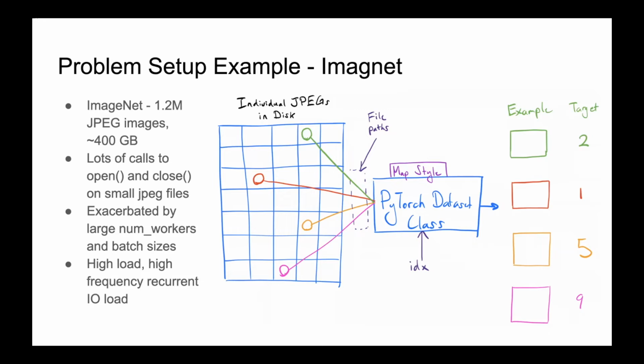This is actually kind of a problem because we're basically calling open and close a ton of times, because they're just individual JPEG files. Each time we need to read a JPEG, we're going to call open, we'll read the contents, and then we'll close it. But as you can see, if you're training a big model with large batch sizes, this can be a problem. This is really exacerbated by the high batch sizes and the large number of workers. So this results in very, very high loads and very, very high frequency on the cluster. So this is really, really bad for our file system.